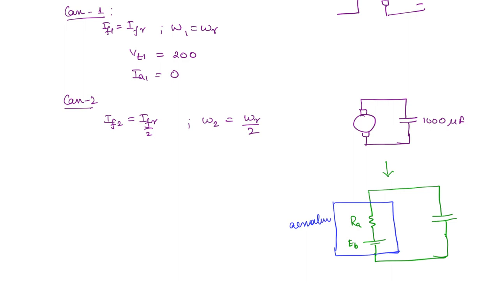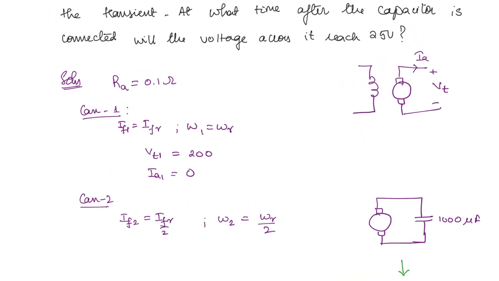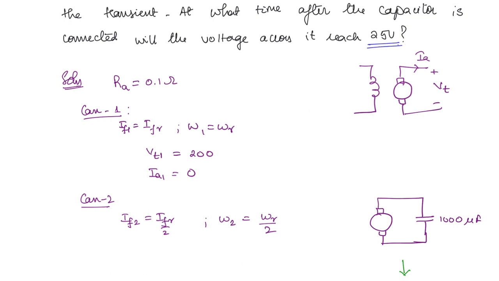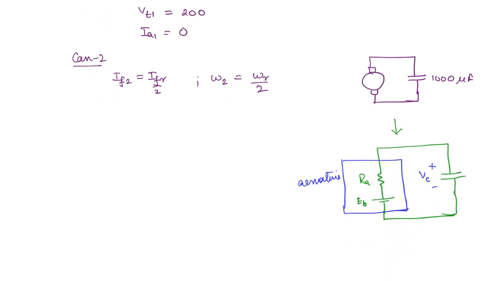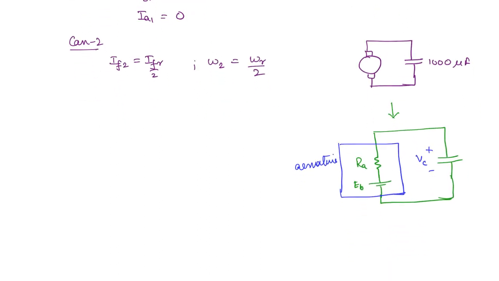But if you look at it, what is it? It is a simple RC circuit. And what is it that we have to find out? After what time will the voltage across capacitor reach 25 volt? The question is, what is the time at which the voltage across capacitor reaches 25 volt? So it becomes a transient problem. Suddenly the load is connected. So it is a step response.